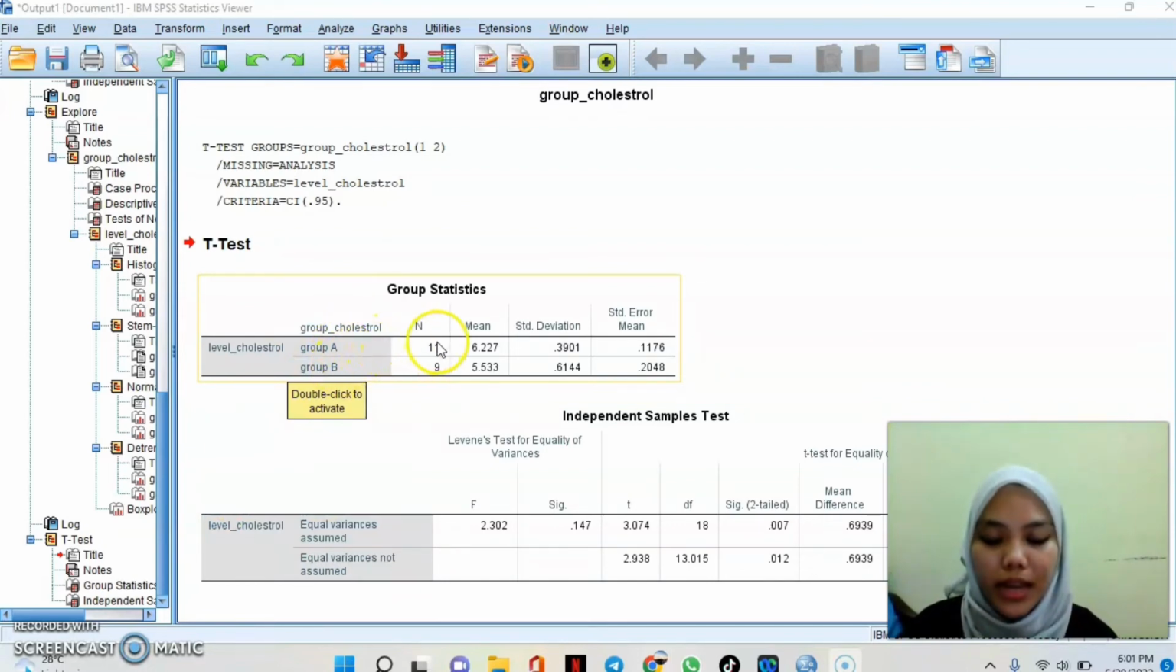Group A mean is 6.227 and standard deviation is 0.3901, reported to have significantly higher cholesterol level than group B, which has mean 5.533 and standard deviation 0.6144.